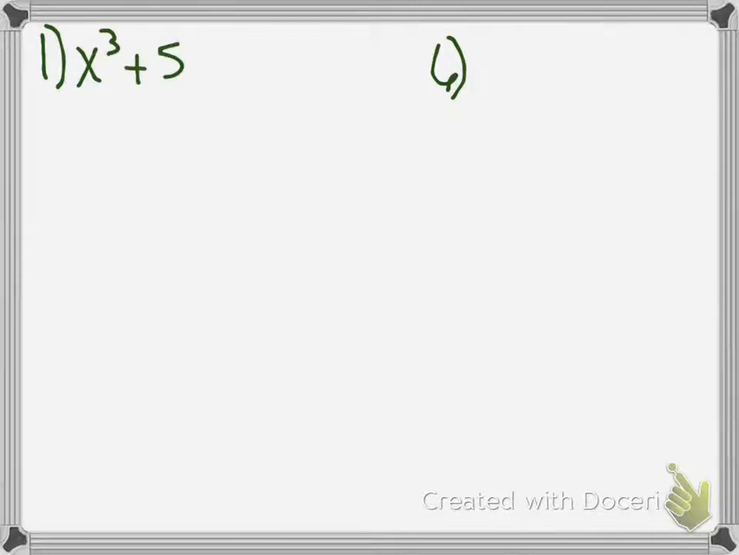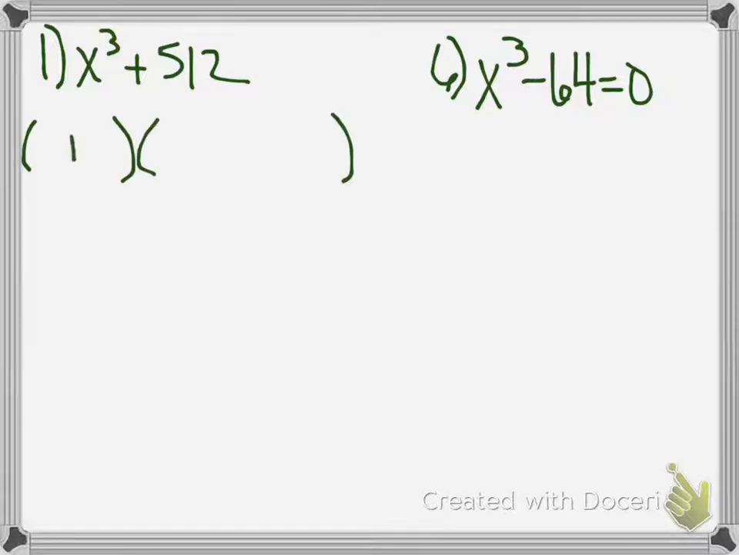On problem number 1, we've got this x cubed plus 512, and then we've got another one that was x cubed minus 64. What is the biggest difference between these two is that one's going to be equal to 0 and the other one isn't. The one that isn't equal to 0 is very simple. All you got to do is go, okay, I got a plus, and then I've got a plus, and then a minus plus.